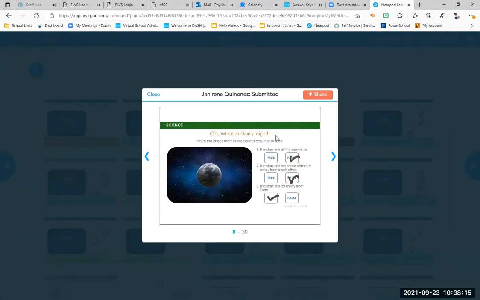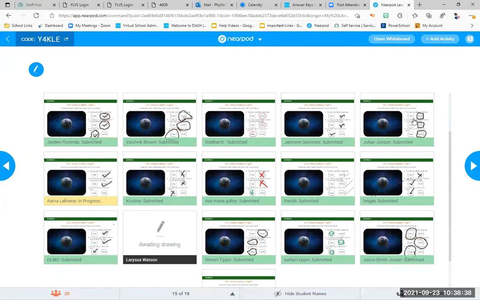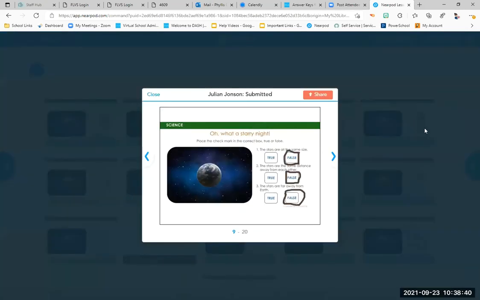Yes, I agree. So let's look at Johnny's. Number 1, false. The stars are not all the same size. You're right. 2, the stars are the same distance away from each other. They're perfectly lined up. No, that's not true. That's false. That's right, Johnny. Good work. And the third one, true. The stars are far away from Earth. Even the sun that looks huge is actually far away.